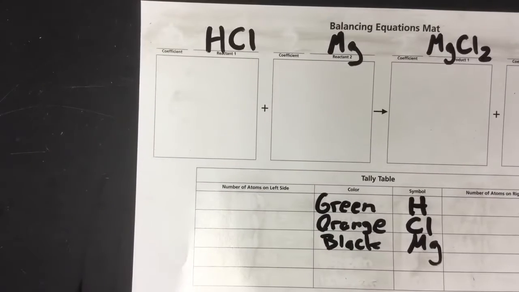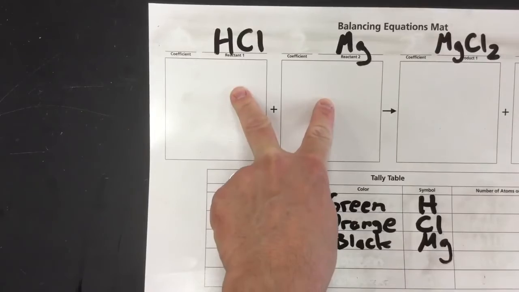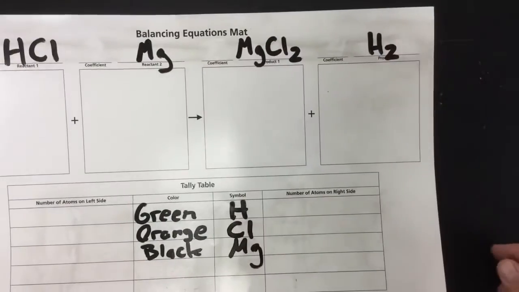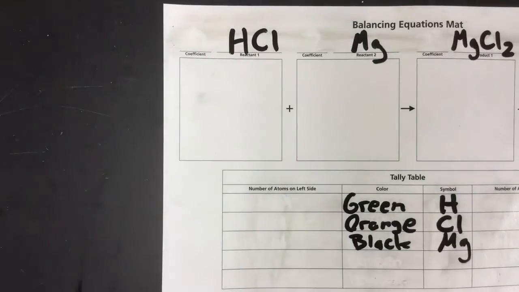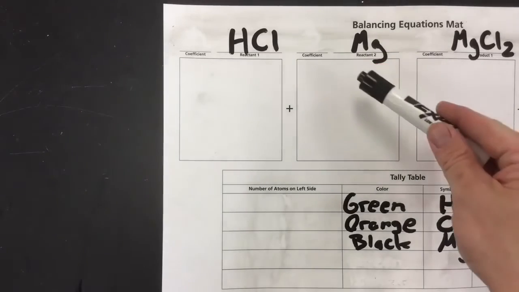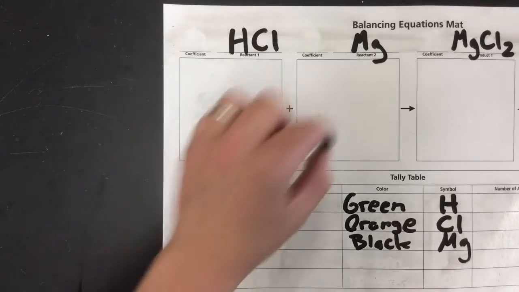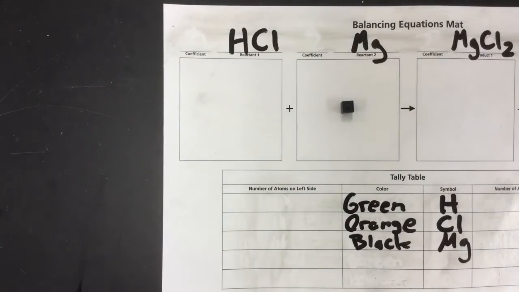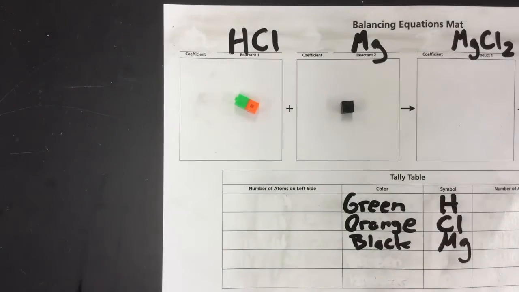Okay, so let's use a visual to help understand how to balance a chemical equation. Again, the idea here is that the number of atoms in the reactants need to be the same as the number of atoms in the products. Law of conservation of matter. So we'll start with the reactants. We have HCl, hydrochloric acid, and magnesium. Magnesium will be represented with a black cube, an atom of magnesium, and hydrochloric acid will be represented with an orange and green combination, where green is hydrogen and orange is chlorine.